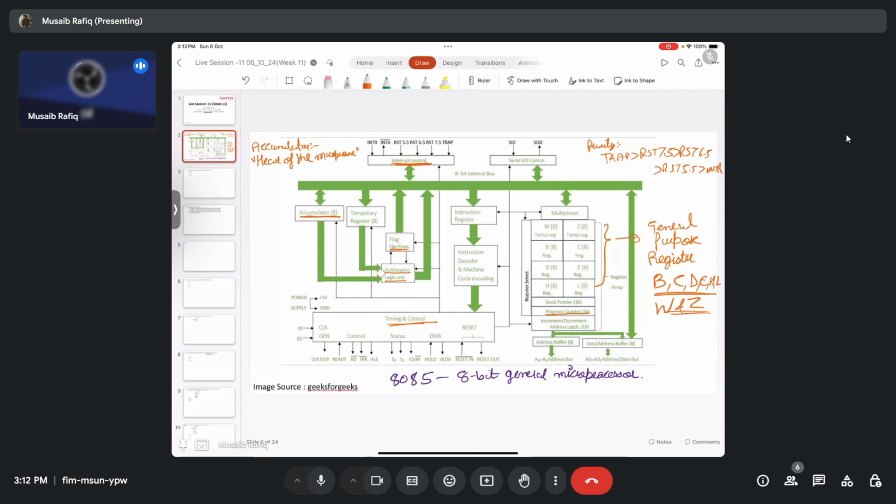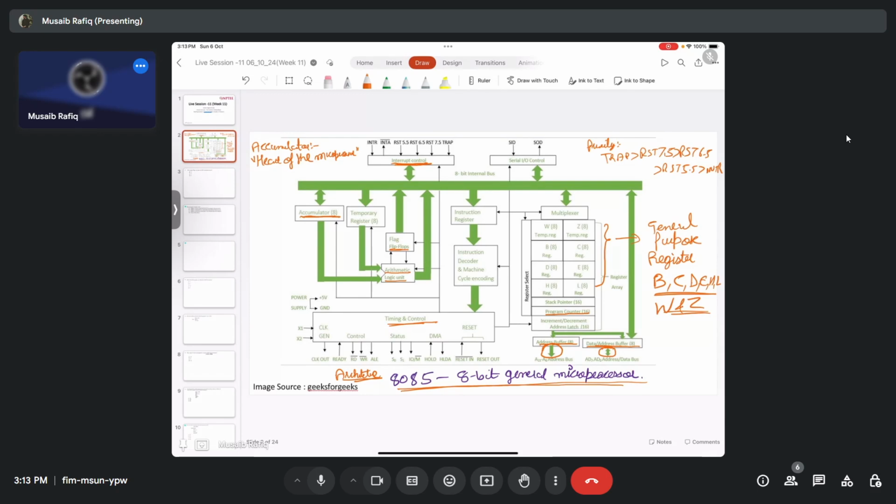After that, we have the data and address bus. So we have here the data bus, and here we have the address bus. The data bus is bidirectional. From this arrow, you can see this is bidirectional and carries data which is to be stored. And we have the address bus, which is unidirectional, and it carries the location where data is to be stored. So this was just a brief overview of the architecture of 8085.